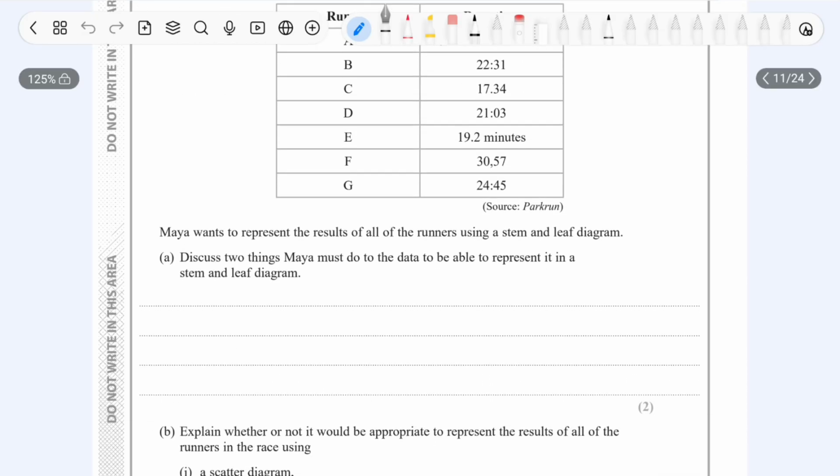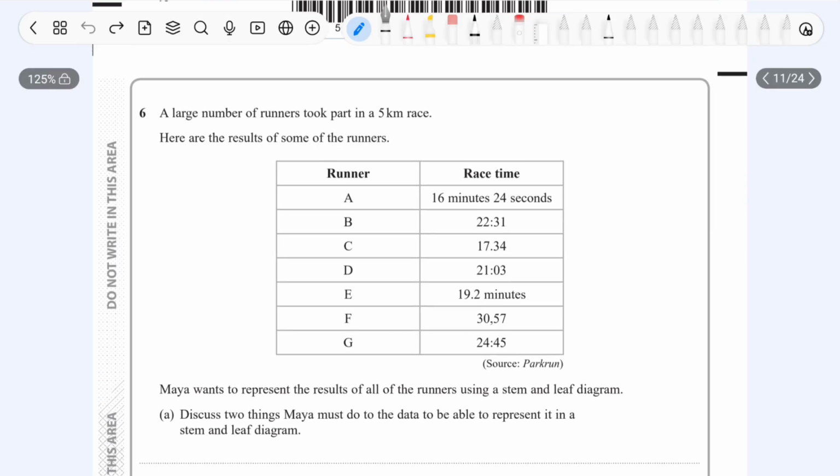Maya wants to represent the results of all the runners using a stem and leaf diagram. Discuss 2 things Maya must do to be able to represent it in a stem and leaf diagram. So you're going to need prior knowledge of stem and leaf diagrams here. So I'm just going to work through the basics, and we're going to go through the absolute basics.